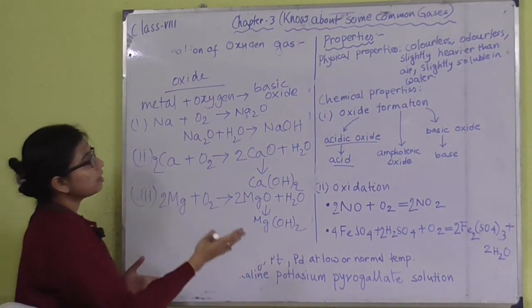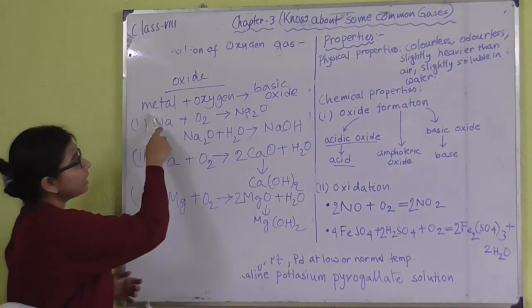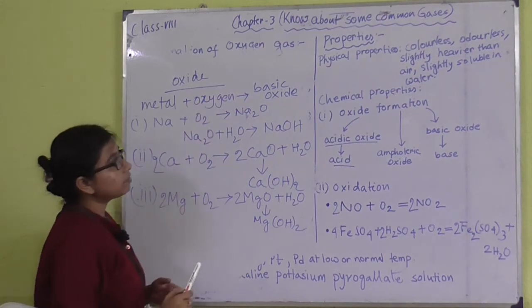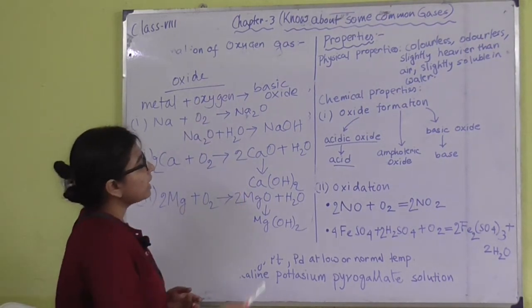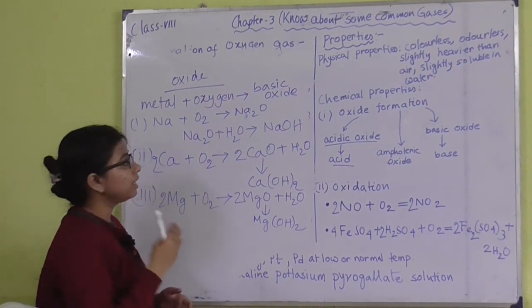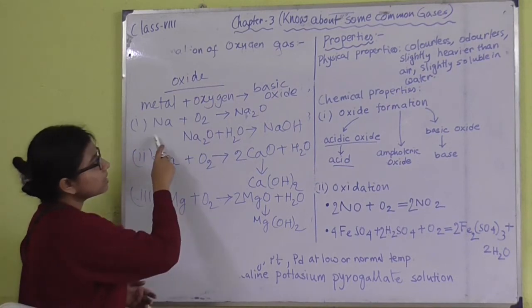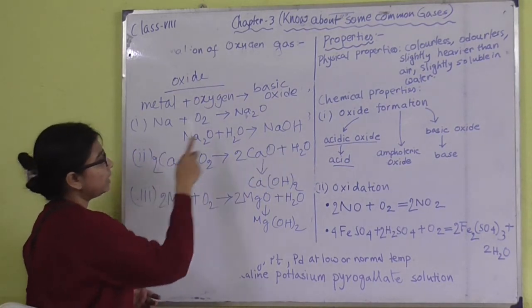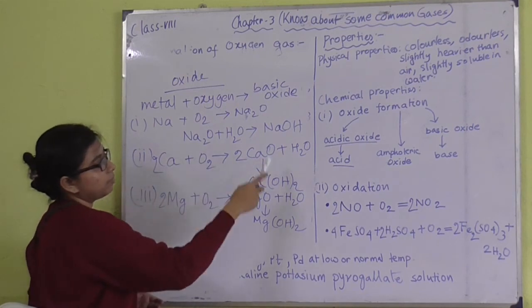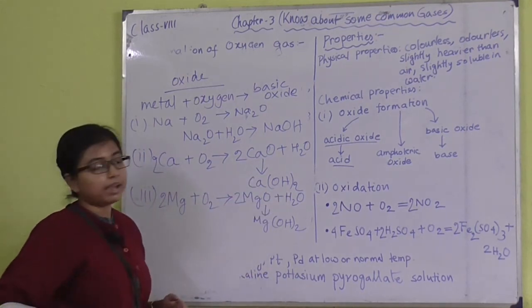Okay, so this is the second type we have done also, basic oxide. If we take a metal, it will react with oxygen to give you a basic oxide, and always a basic oxide will react with water to give you a base or an alkali. If we take sodium, we will get sodium hydroxide. If we take calcium, we will get calcium hydroxide. If we take magnesium, we will get magnesium hydroxide.